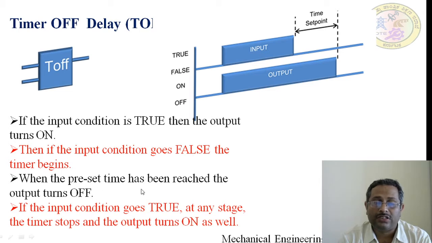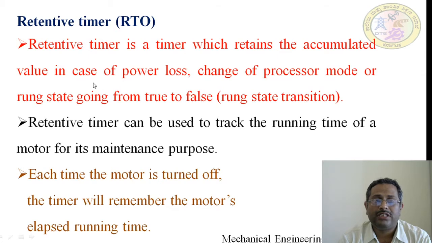If the input condition goes true at any stage, the timer stops and the output turns on as well. This is timer on delay and timer off delay. Next we will see the third type of timer, that is the retentive timer.